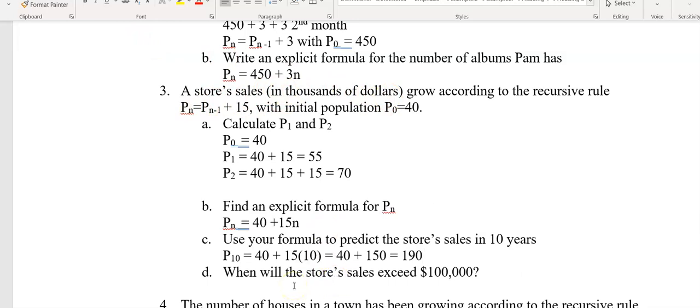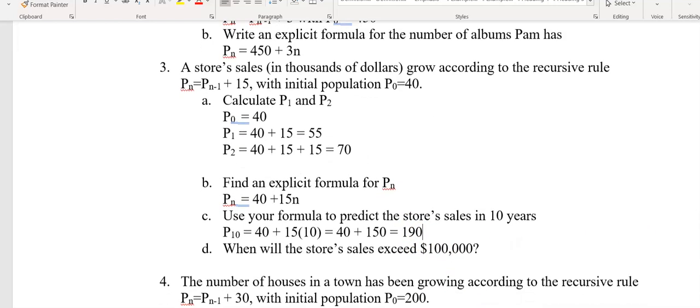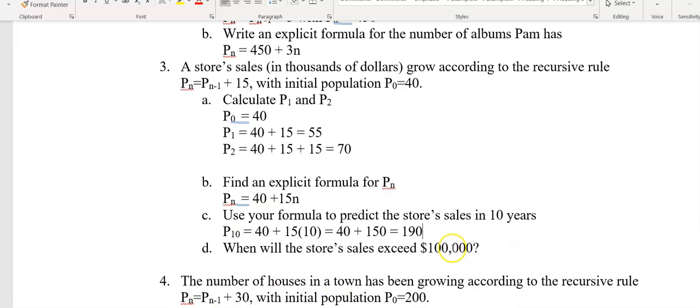All right, so let's look at D. When will the store sales exceed 100,000? Okay, so really we want for this amount to be 100 because remember 100,000 is expressed as 100 back here. So we're looking for somewhere that the left side of the equation exceeds 100. So here's what I'm going to do. I'm going to take my explicit equation, set it equal to 100, and solve for n.